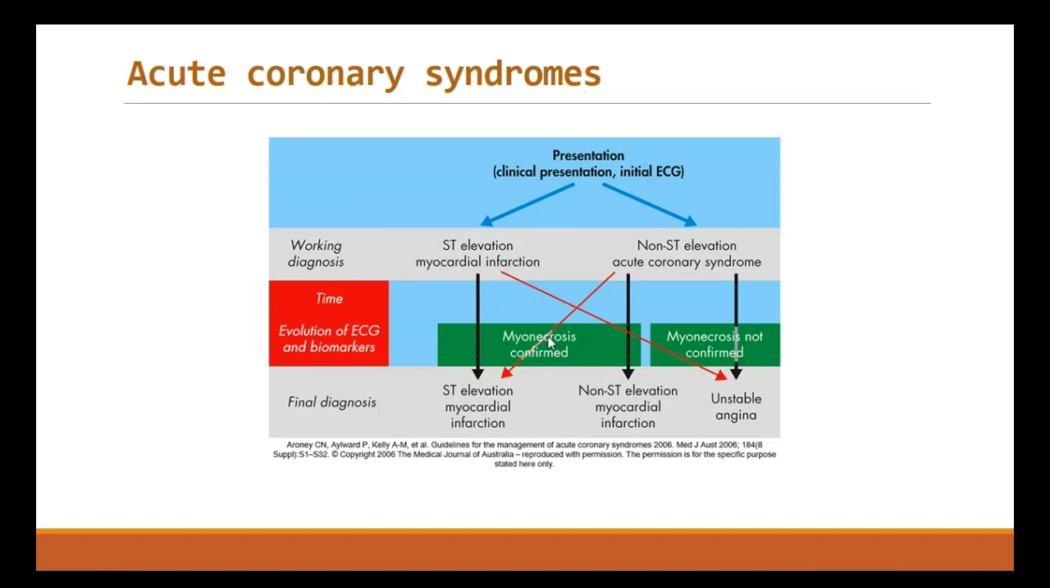So over time, if the myonecrosis is confirmed, and you have ST elevation, this is ST elevation myocardial infarction. If you have ST elevation myocardial infarction, but the enzymes are not raised, then this is unstable angina.